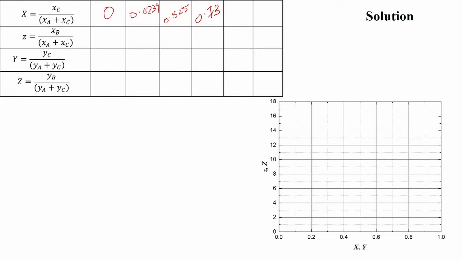And for 0.7923, we will be getting 0.885. And for 0.8897, we will be getting 0.8897 by 0.8897, that is X equal to 1. For z calculation also we follow the same, x b divided by x a plus x c.